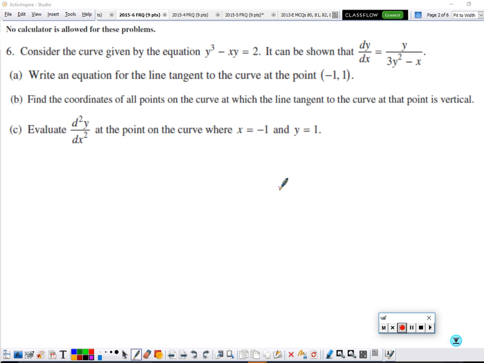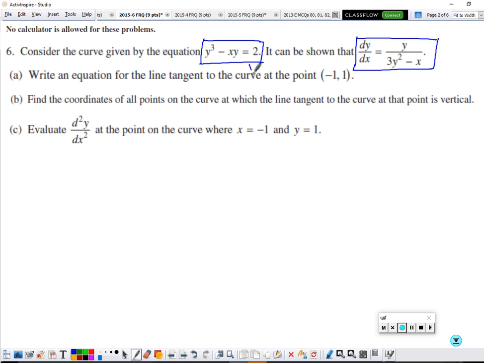Here we go on 6. 6 says, consider the curve given by this equation. It can be shown that the derivative is this. Okay, so easy reading. They give me the formula and they give me the derivative. Keep reading. Part A, write an equation with a line tangent to the curve.